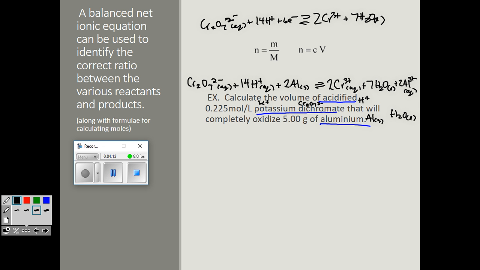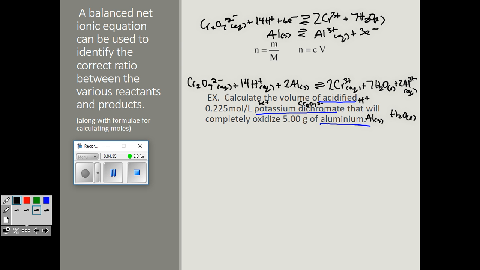So that was my oxidizing agent. Oxidizing agents get reduced, so I copied its reaction out of the data booklet. For my reducing agent, because it's getting oxidized, I wrote its reaction backwards. So I wrote aluminum here, and Al3+ plus 3 electrons that way. So I flipped the reaction.